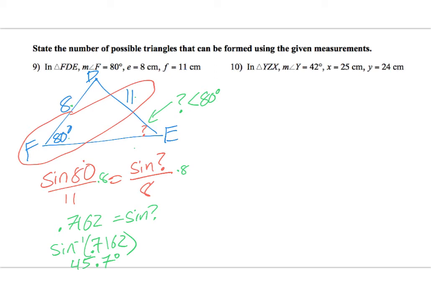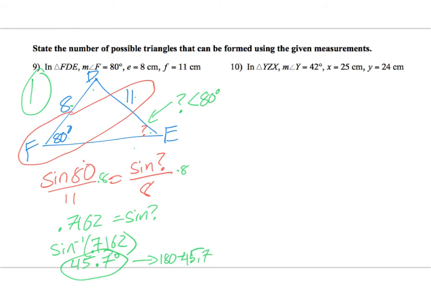So the other angle we would have to consider would be 180 minus that 45.7, which would end up being about 134 degrees. Since we know question mark has to be less than 80, the only angle we can use is 45.7, and that gives us a number that works to get D as well. So we only have one possible triangle for number 9.